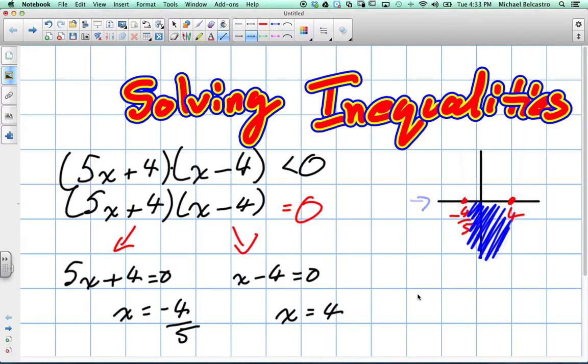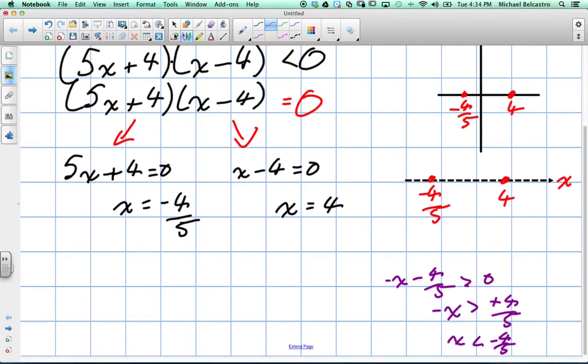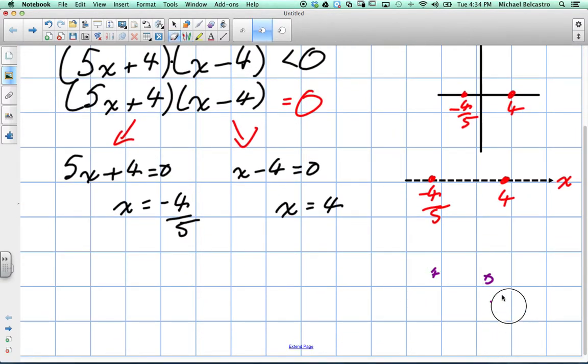So if we were to make a number line, the number line really just refers to our x-axis. So really, you just take your values, don't include the y-axis, and just look at your x-axis. So we're talking about 4 on the x-axis and negative 4 over 5 on the x-axis. And we can test these just to make sure. I have some extra stuff left over from before. So in this case, what we'll do is we'll actually take values before and between and after. So a value to the left of this would be negative 1, a value in between would be 0, and a value after would be 5.